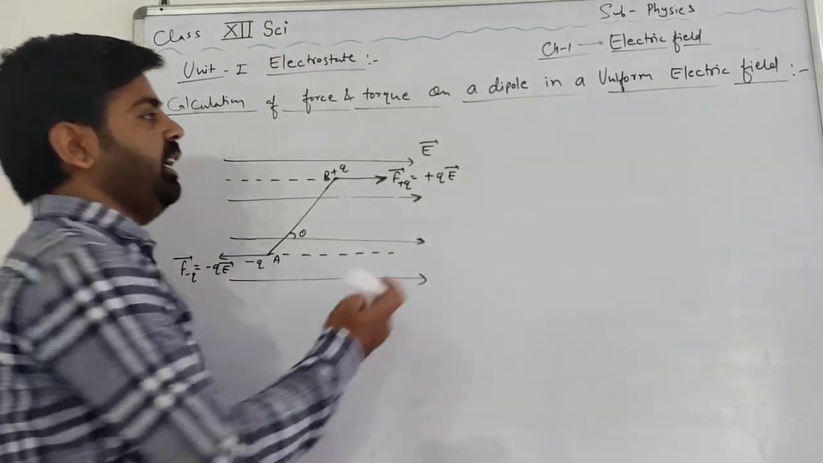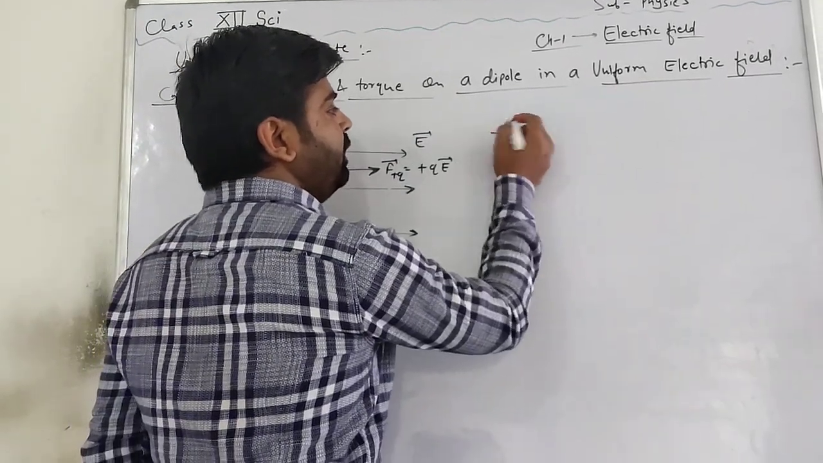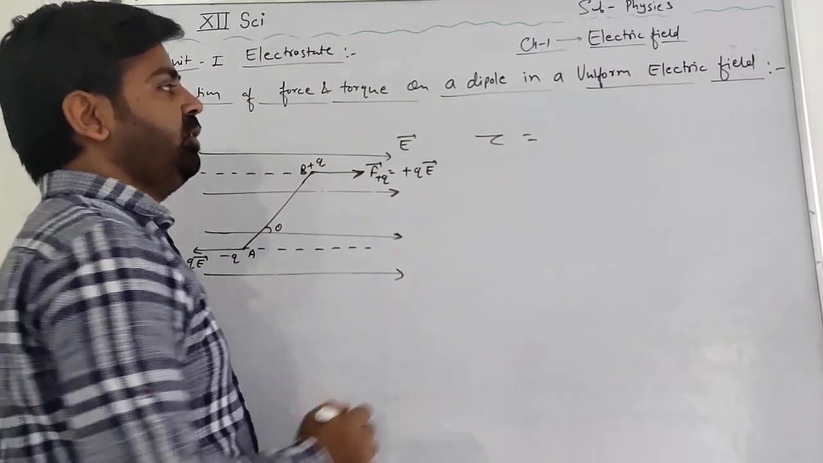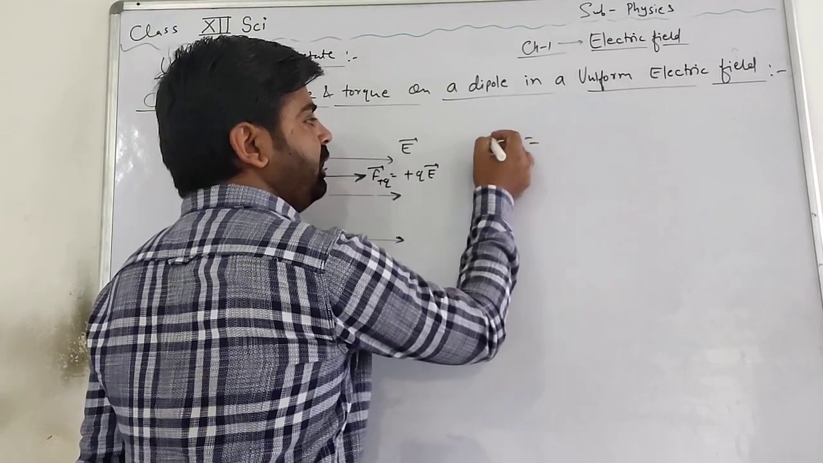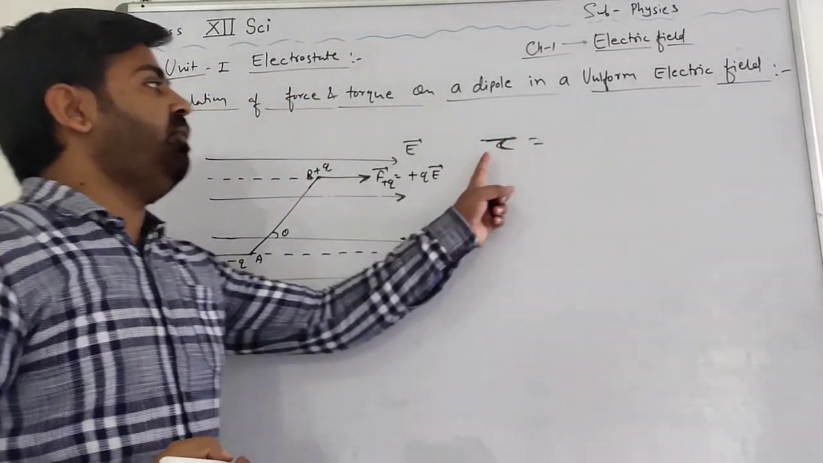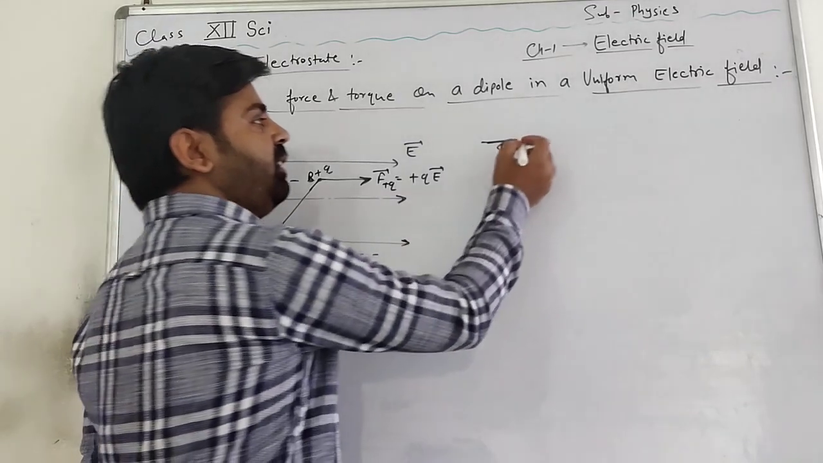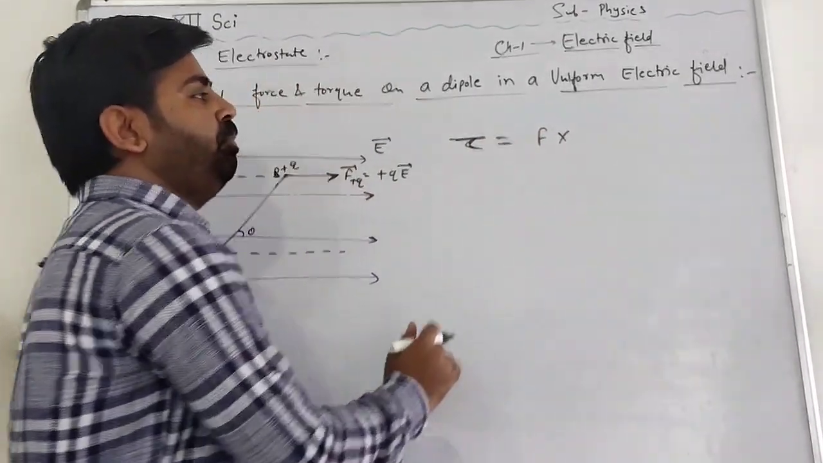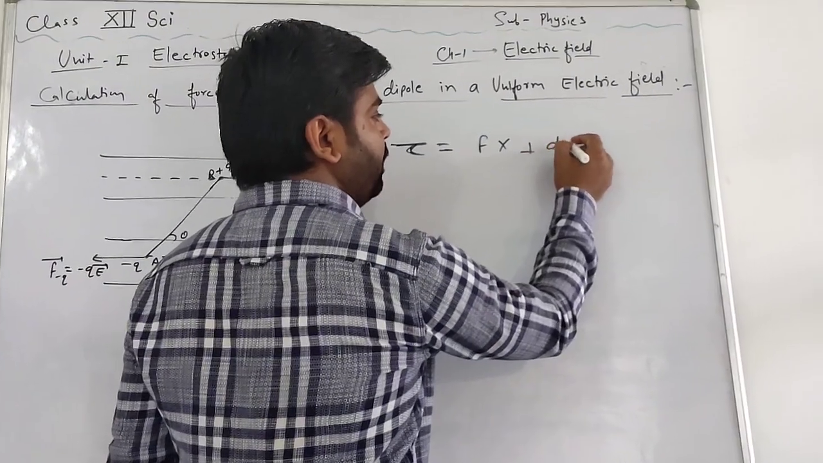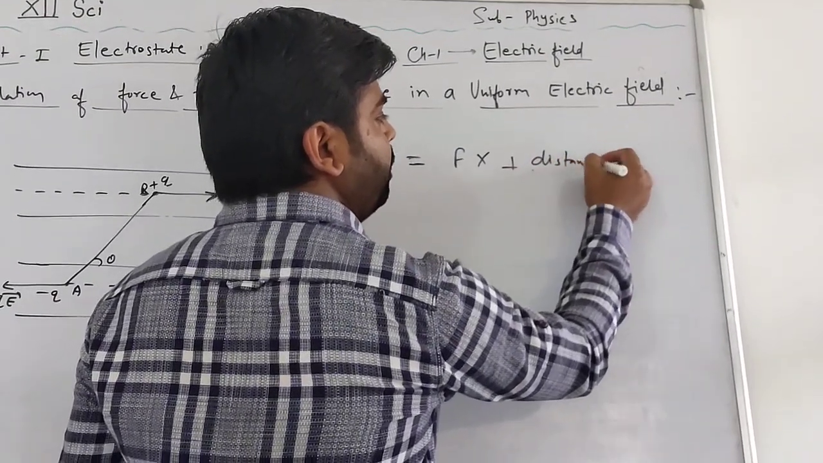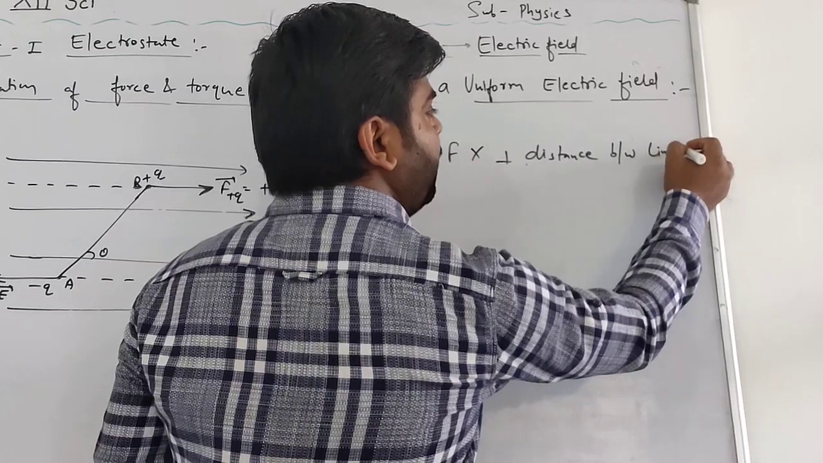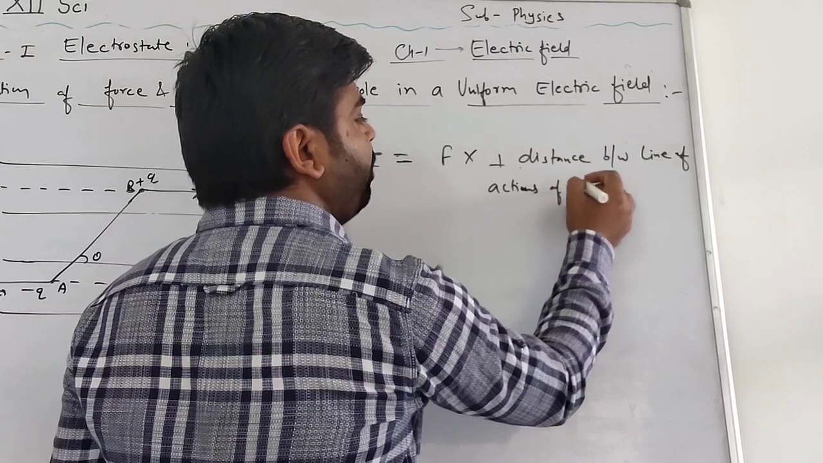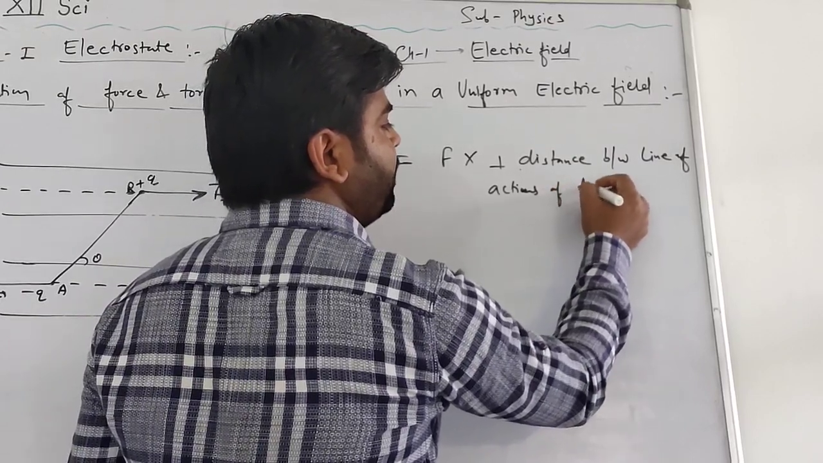So we calculate the torque from the definition of torque. What is the definition of torque? Torque is the force multiplied by the perpendicular distance between the lines of action of the forces.